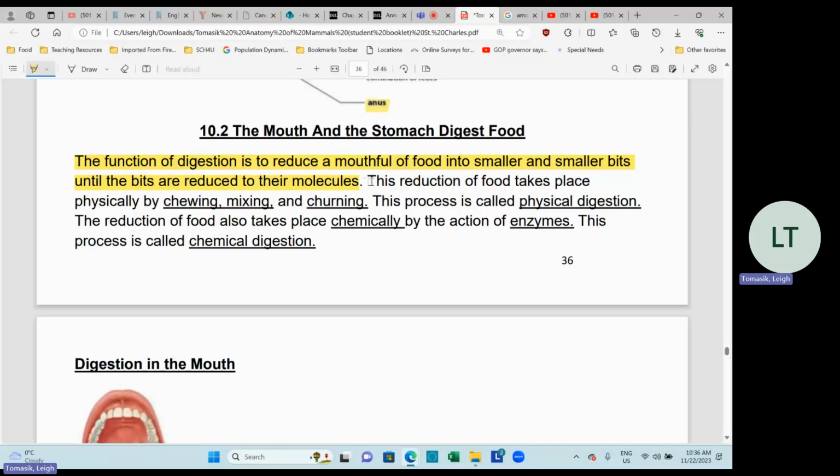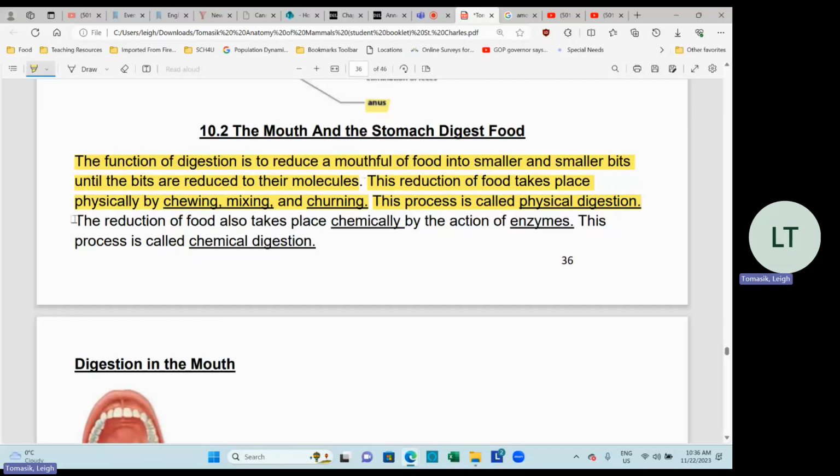The reduction of food, the digestion of food takes place physically. So there's two types. Physically by chewing, mixing, and churning, right? Chewing happens in the mouth. The mixing and churning happens in the stomach. So the process is called physical digestion. So physical digestion is when our body parts move the food around and make the food smaller by moving it around.